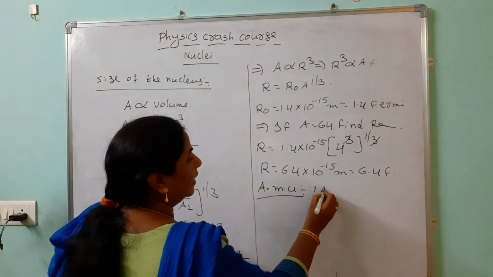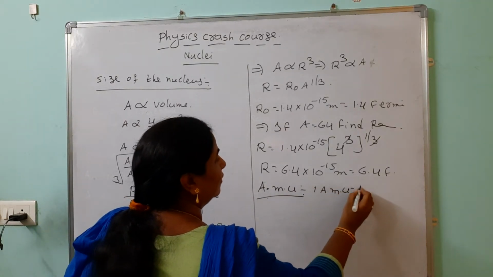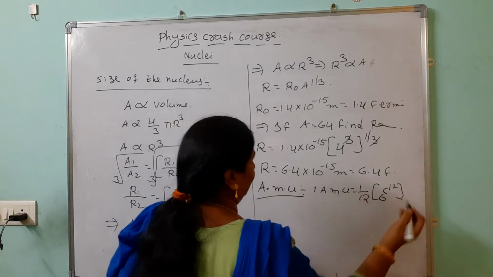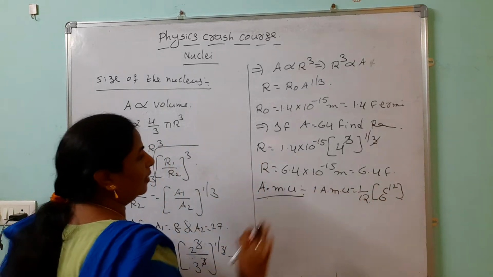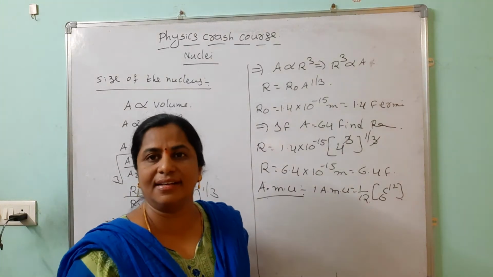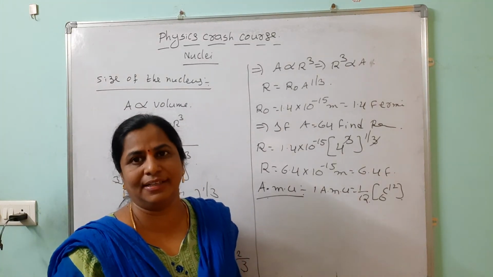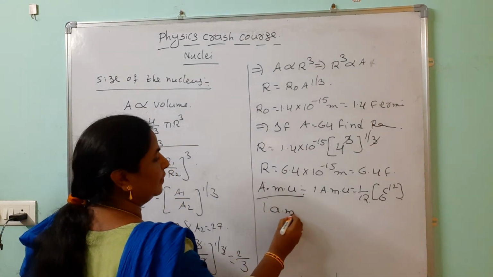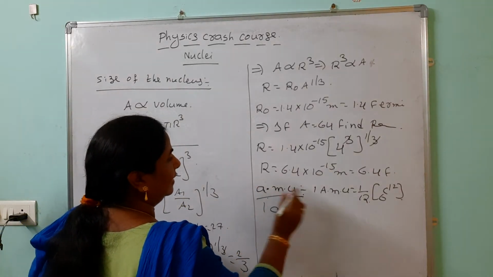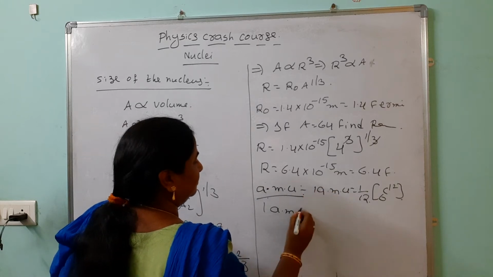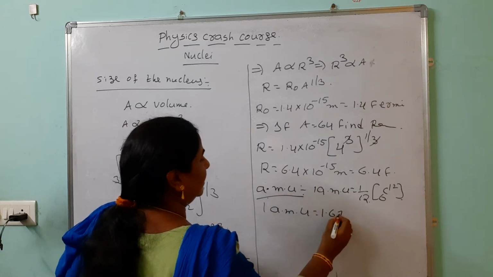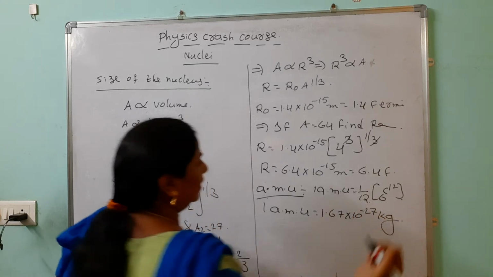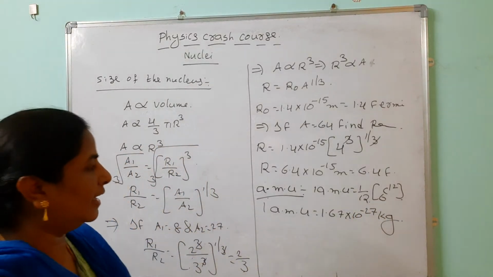You remember that 1 AMU equals 1/12 of the mass of the carbon C-12 atom isotope. So this is the atomic mass unit. Then what is the relation between atomic mass unit and kgs? 1 atomic mass unit equals 1.67 into 10 to the power of minus 27 kgs.